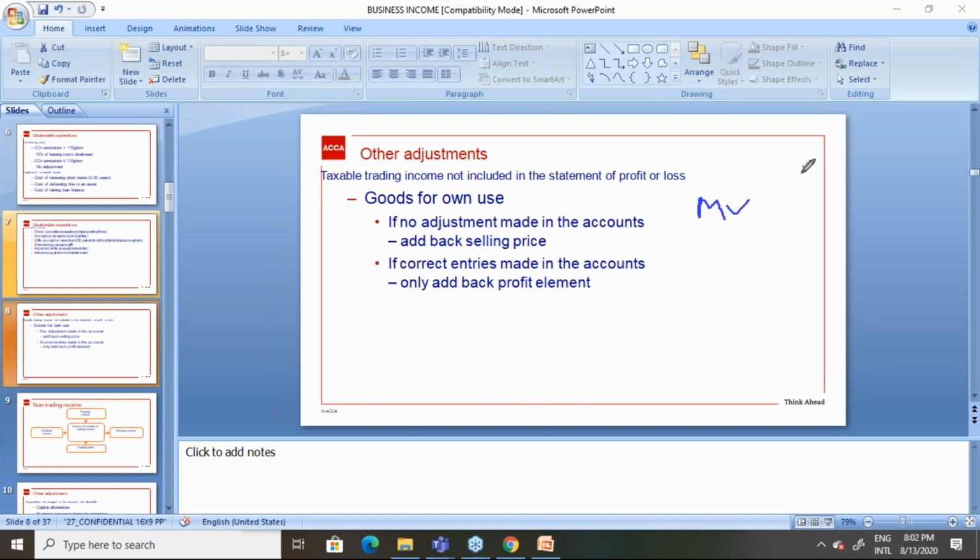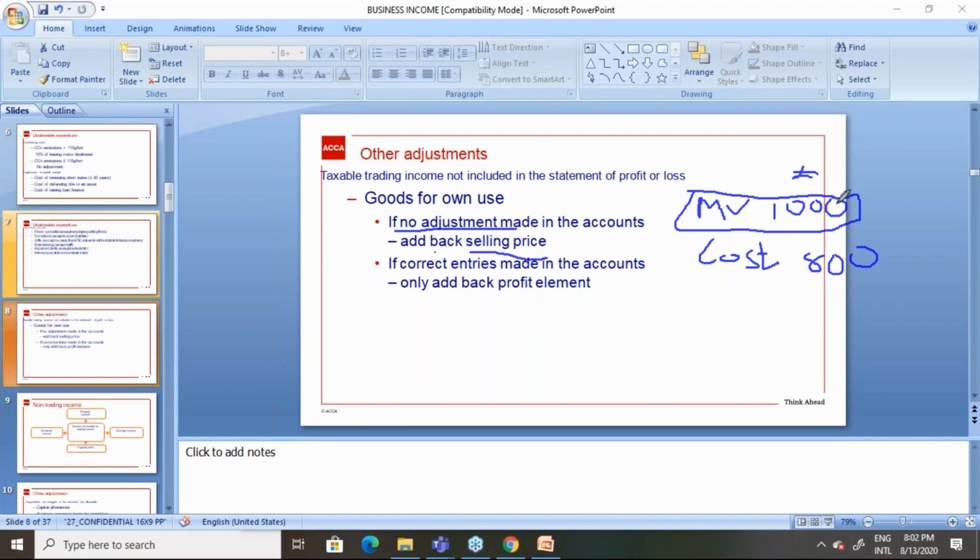That means assume the market value of the goods taken by the owner is £1,000, but the cost of those goods is £800. In this situation, for the purpose of taxation, you need to treat it as normal sales. Therefore, when calculating the tax-adjusted trading profit, your sales revenue should increase by £1,000 if you have not recorded this transaction at all in accounting. So no adjustment made in the accounts, so add back the selling price, so add 1,000.